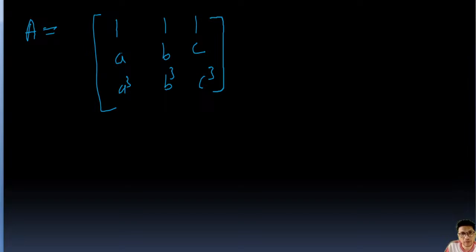First option is A equal to B equal to C. Second is A, B, C are different, but A plus B plus C equal to 0. Third option is A, B, C are different.